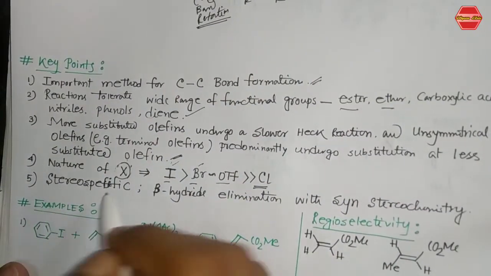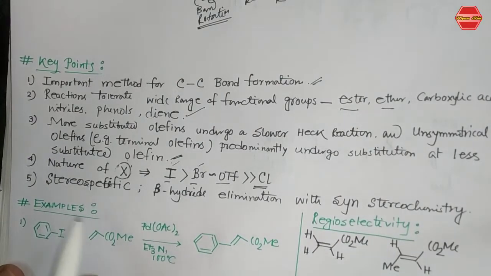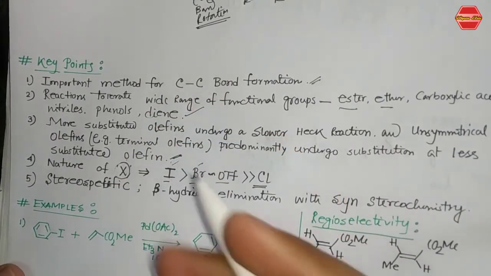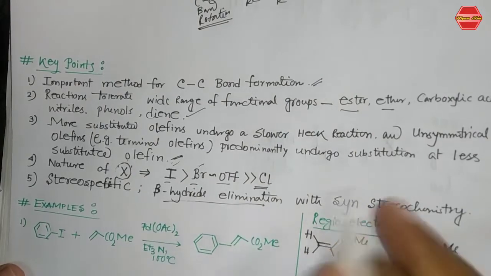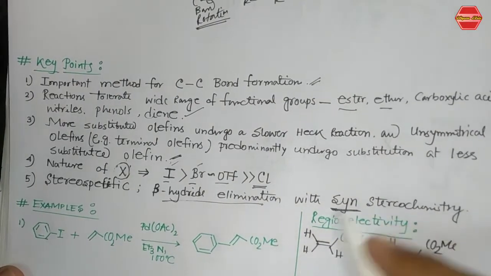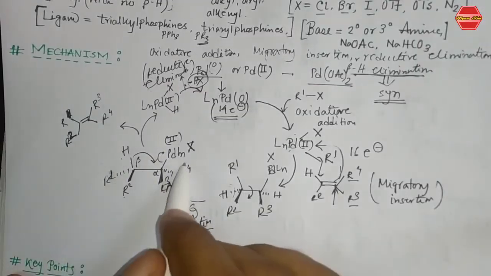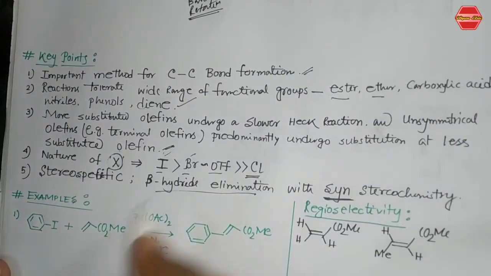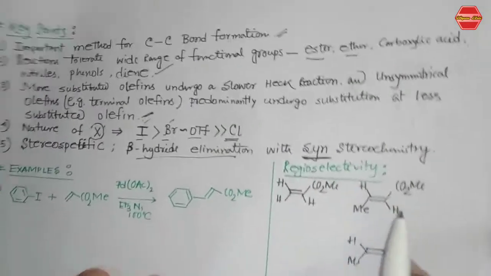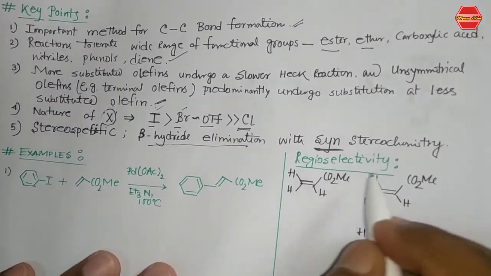The fifth point is the stereospecific reactions. Now this stereospecific reaction, as I told you earlier, is a beta hydride elimination process, which is basically syn stereochemistry. So when you have this palladium and hydrogen, they have to be in the same plane, and then this elimination will take place. So this is quite stereospecific.